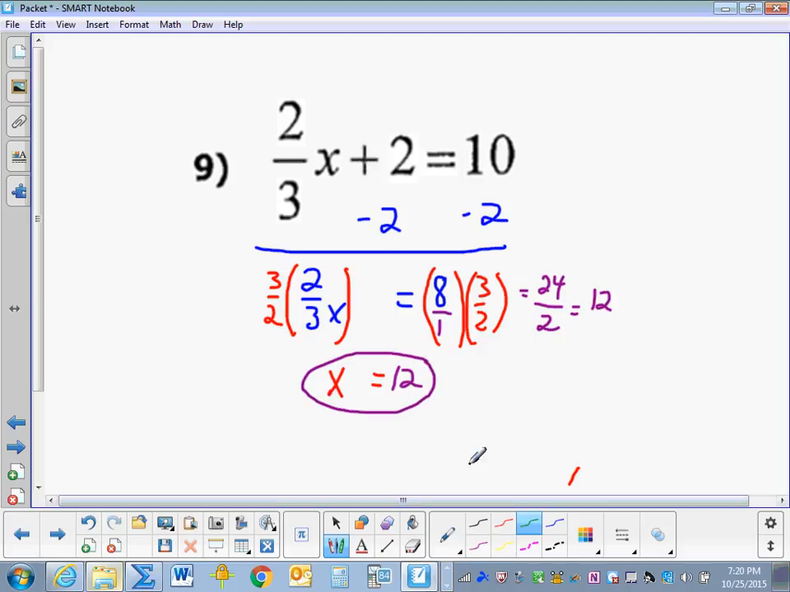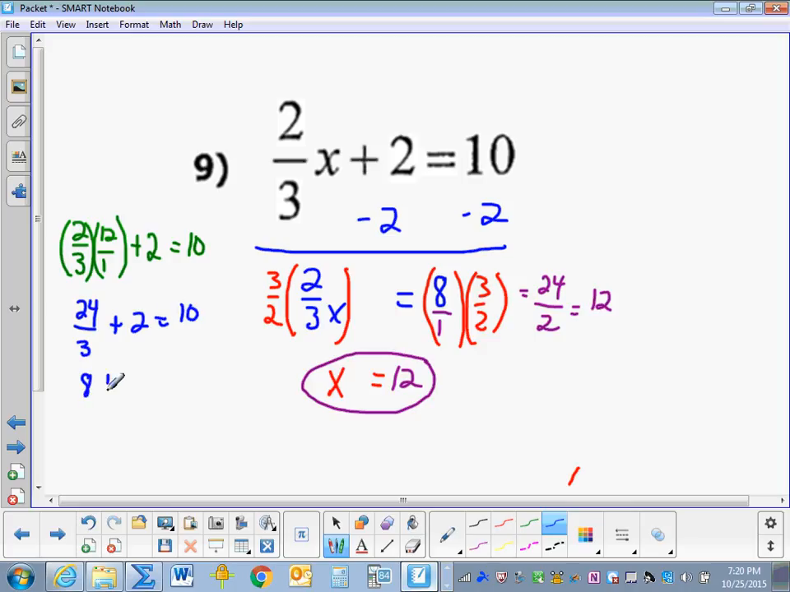So let's check our answer. 2/3 times x, which is 12. So I'm going to go ahead and make that a fraction. Plus 2 equals 10. All right. 2 times 12 is 24. 3 times 1 is 3. So 24/3 plus 2 equals 10. 24/3 is 8, plus 2 is equal to 10. 10 equals 10, so that one checks.